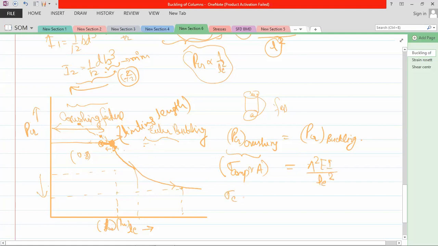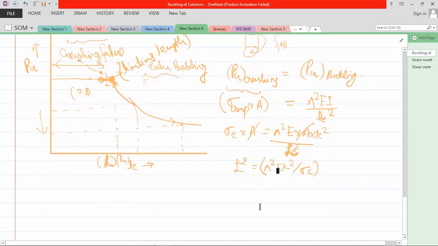Now sigma compressive, I am writing it as sigma C. Sigma C into A is equal to pi square into E into A K square, I am writing it this way so that A can cancel from both sides, and this length is capital L. Your A will get cancelled out. Now your capital L square value is pi square E K square upon sigma C. So this is your limiting length after which the Euler buckling concept is applied.